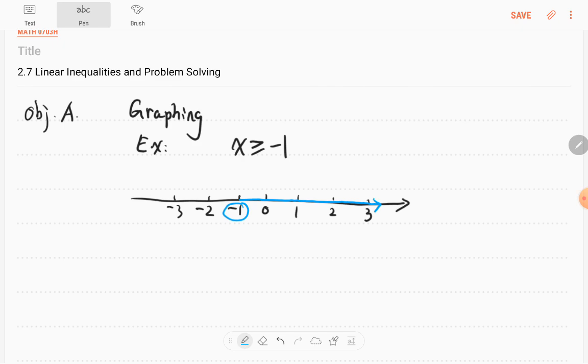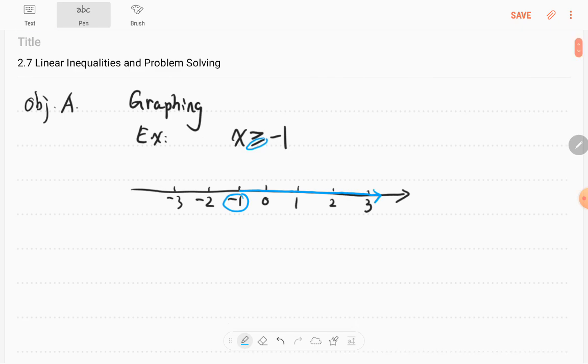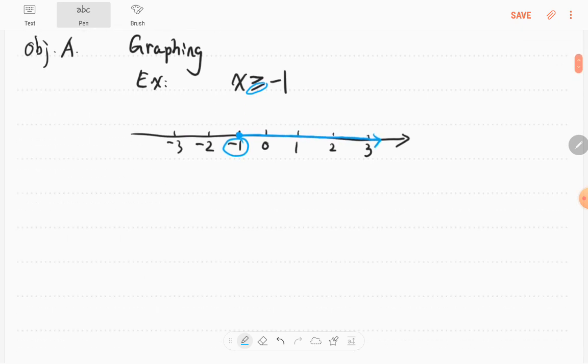The last step, we should work on the single value, -1. Let's check if -1 is a possible value for x. Because the inequality symbol includes the equal sign, -1 is possible. So I will put a circle here, and make sure this circle is a closed circle, which means -1 is also included. So this is the first example.